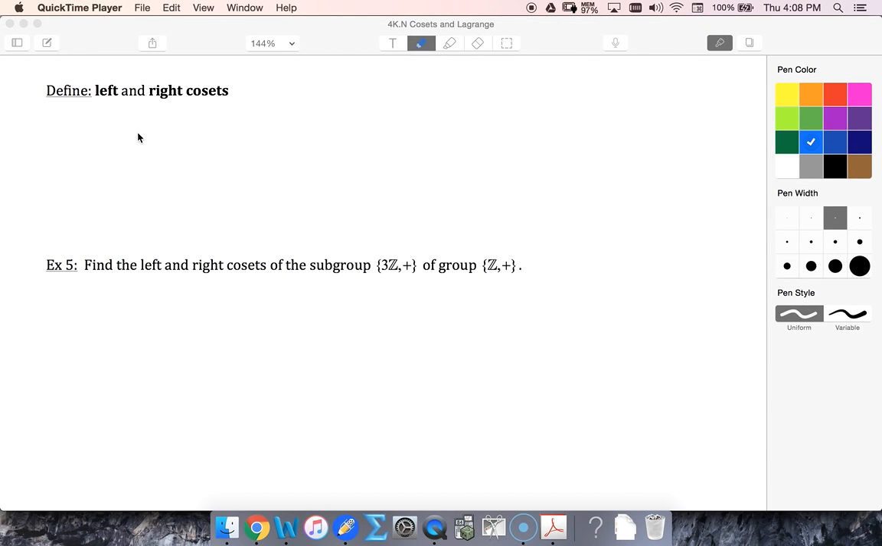All right, left and right cosets. So if we've got our subgroup H from original group G, with some operation star of G, and some element x of G, then we can define different sets of elements by using our operation with x and the elements of H.